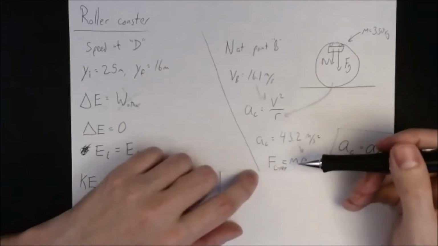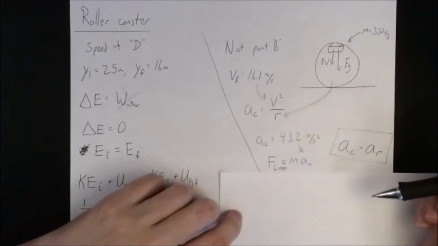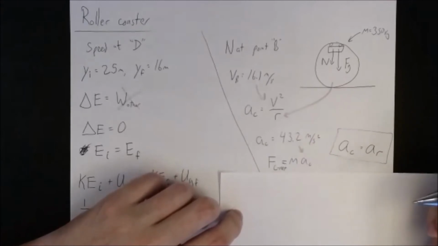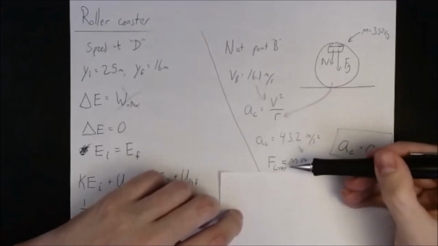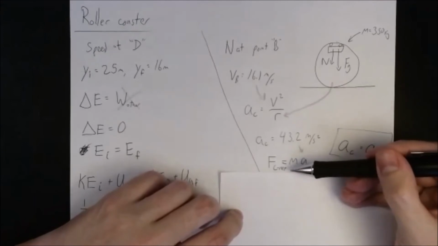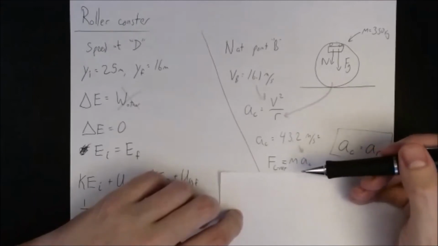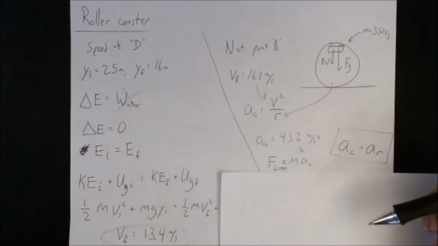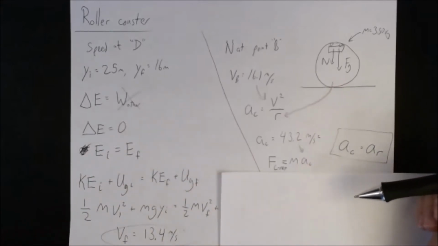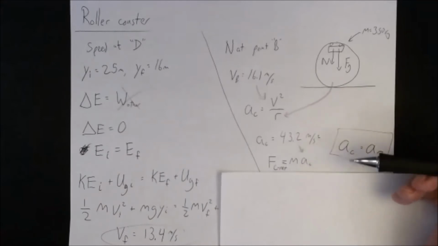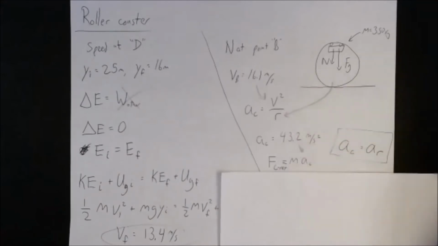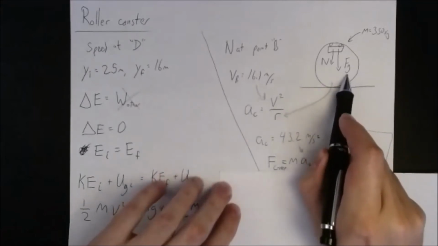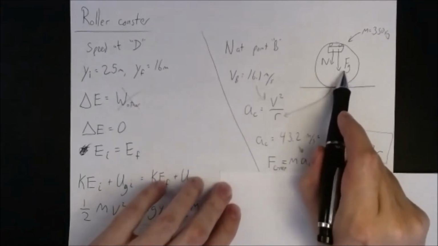Well, the net force is always all the positive forces minus all the negative forces. But we have to know which direction is positive and which one is negative. Centripetal literally means center seeking. So anything that is seeking the center or pointed towards the center counts as a positive force. Do we have any forces pointed towards the center? Yes, we do. We've got the normal force and the force of gravity pointing towards the center.